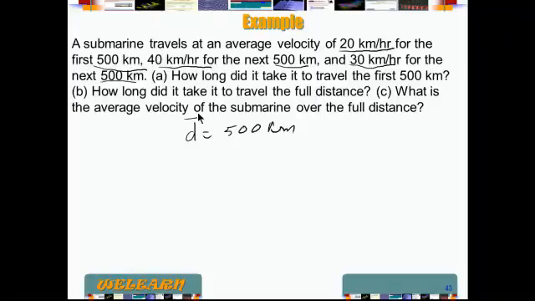Now, what makes it a displacement is we know that the direction is all in the same direction. So we are going to say it's a plus 500 kilometers in that direction. We are going to designate the direction with a plus sign. This is my displacement. My velocity during that time is 20 kilometers per hour.